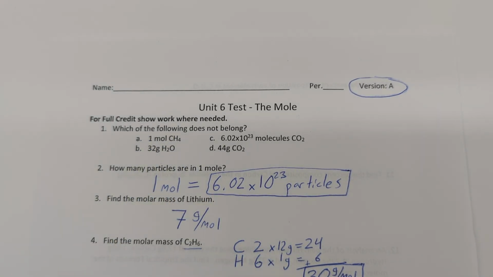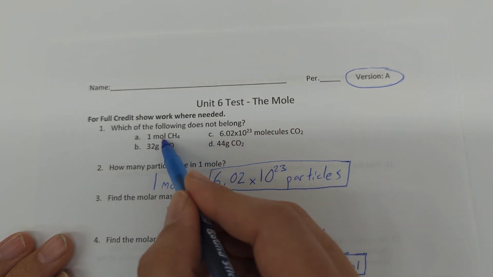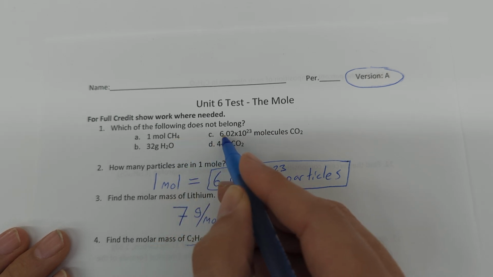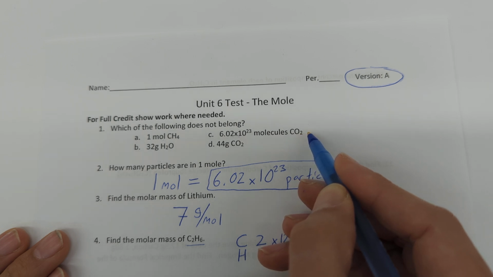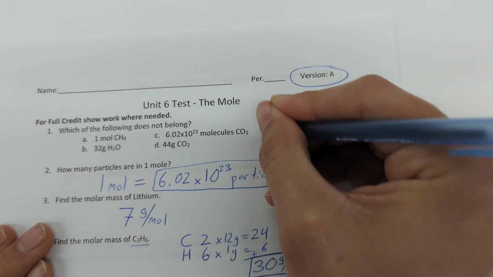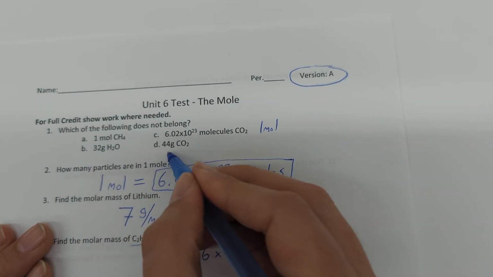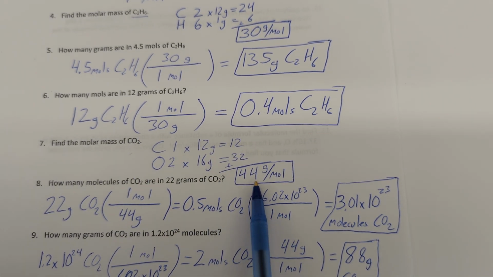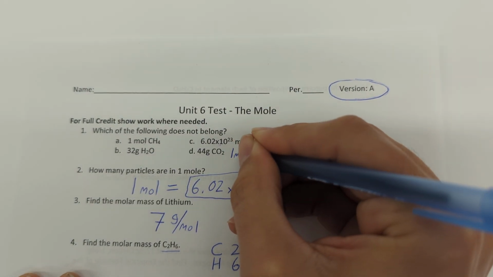Back up to number 1. Which of these does not belong? Which one's a different number of particles? I'm going to convert them all to moles to help me. So 1 mole of CH4. If I look at this number right here, 6.02 times 10 to the 23rd molecules of carbon dioxide, that's also 1 mole. So A is a mole, C is a mole. Now I'm going to look at B and D and think which one of those is a mole. Well, we said, 44 grams of carbon dioxide. Remember, that was the molar mass, meaning that 1 mole weighs 44 grams. So this is 1 mole as well.